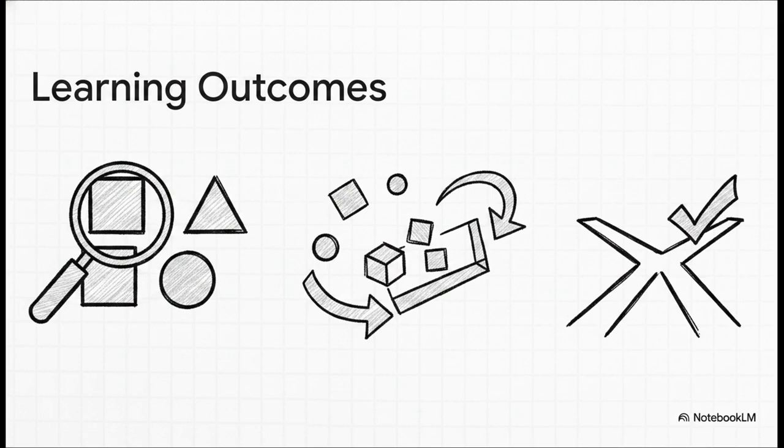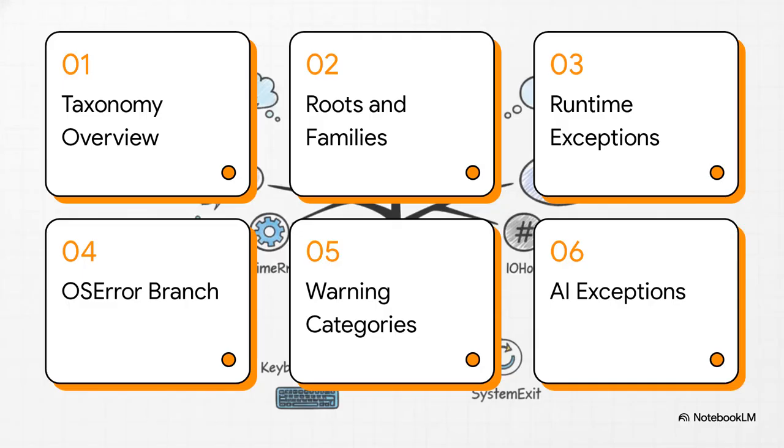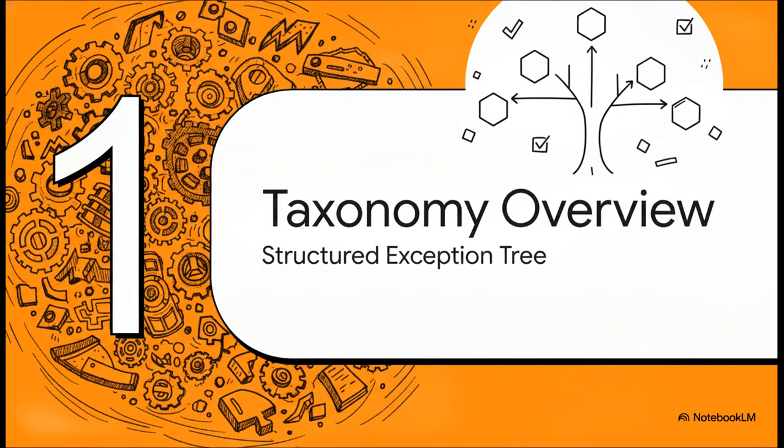So, as we laid out a moment ago, our main goals today are pretty straightforward. We want you to be able to easily differentiate between root classes, concrete runtime exceptions, and warnings. We want you to see exactly how they all group together. And most importantly, we want you using those families to make better, faster recovery decisions. Let's get to it. Here's our quick roadmap. We'll kick off with the taxonomy overview, then look at the roots and base families and concrete runtime exceptions. After that, we'll branch into the OSError branch, touch on warning categories, and finally wrap up with exceptions in AI systems. All right, Section 1, the Exception Taxonomy Overview.